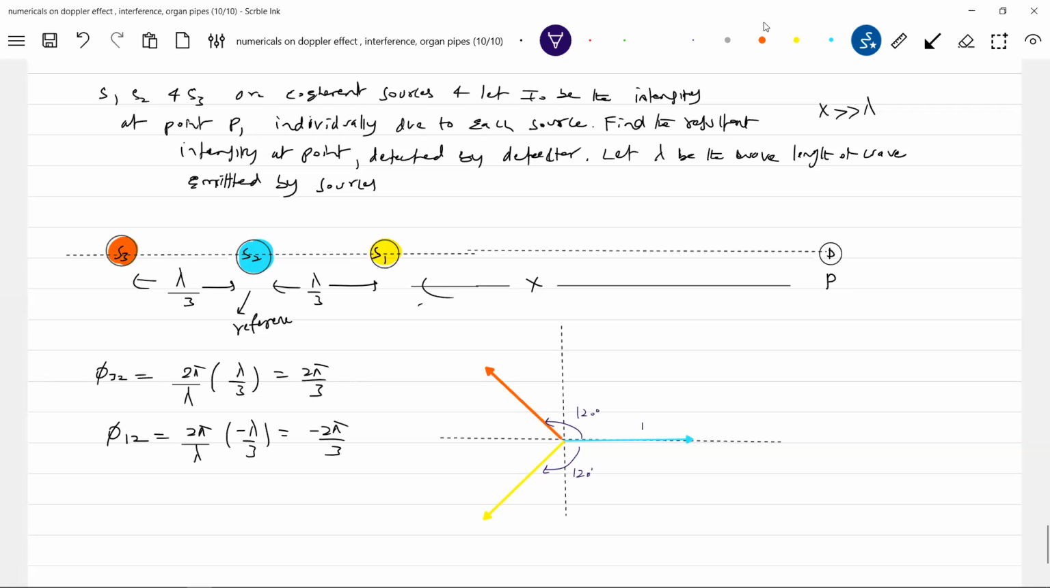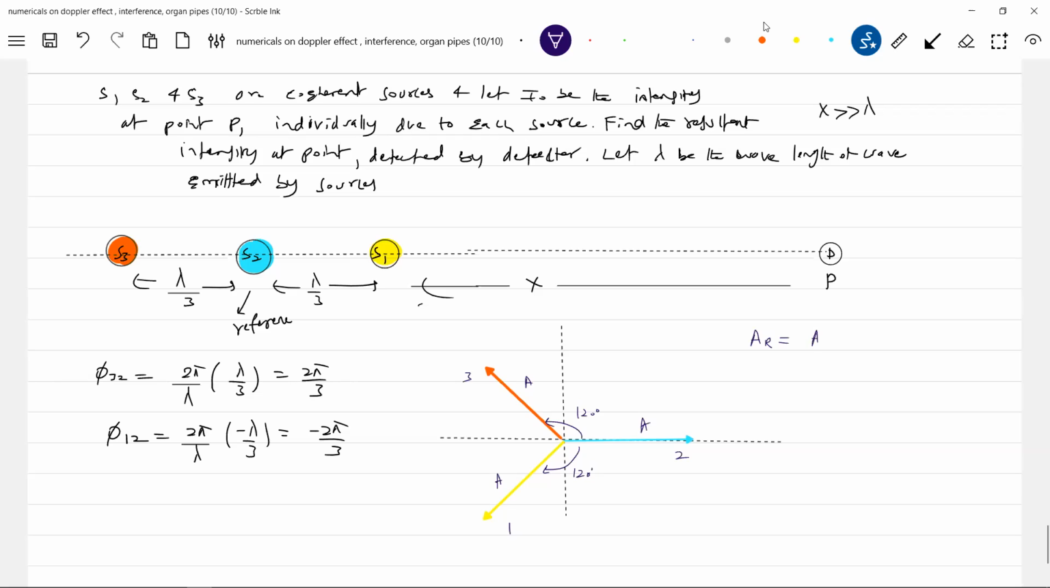So this is 1, this is the amplitude. All will have the same amplitude. All of them are having the same intensity I naught. So this is wave 1, this is wave 2, this is wave 3, this is wave 1. Now what is the resultant amplitude at point P?